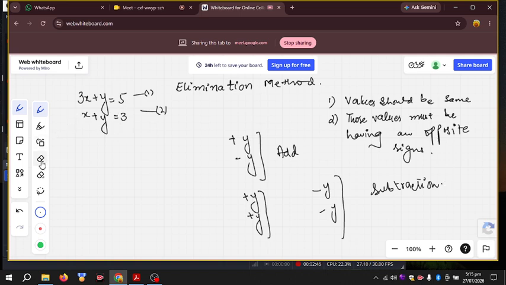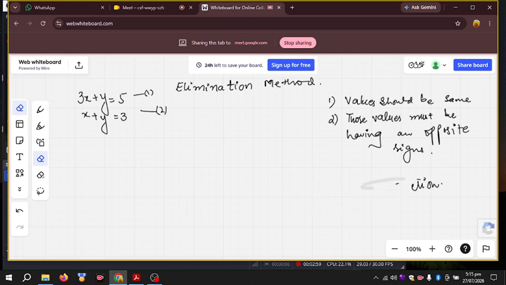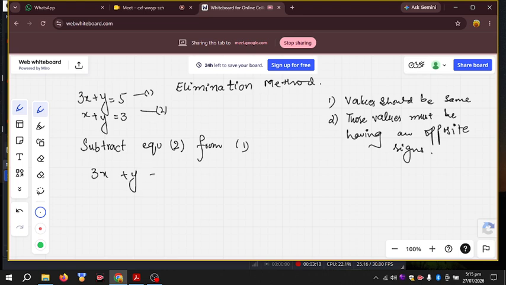So let's do it. In this question you can see that the values have the same sign. What does this mean? It means that we are going to perform the operation of subtraction. So I'm going to write down: subtract equation 2 from 1. I'm going to write down both equations again, and you know that in subtraction you change the signs, because I am subtracting.